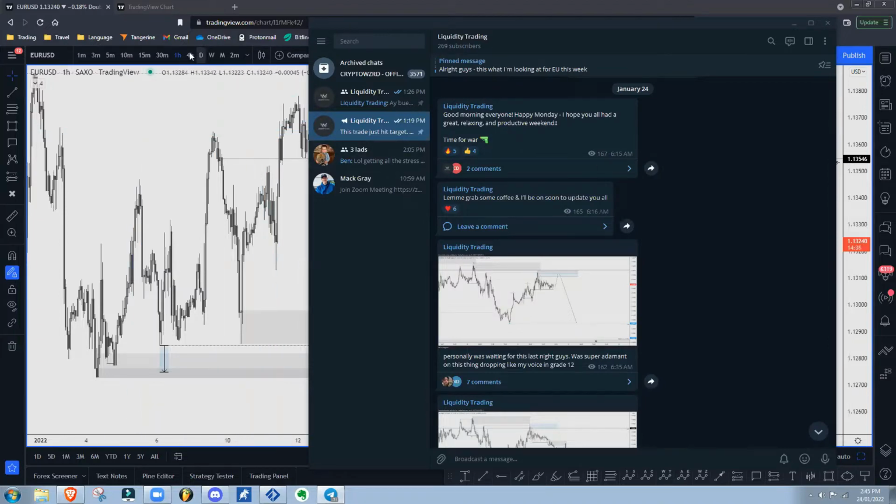This is going to be a pretty big week because of all the news events that are coming out, so let's just be cautious about that. But yeah, this is just going to review today just quickly in the Telegram. You can join it right now at Liquidity Trading. Okay, and essentially, let's see what we were looking at today.